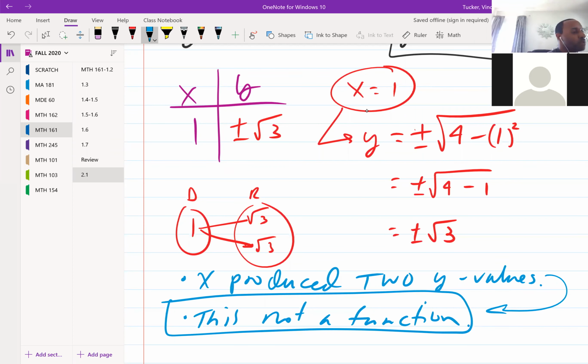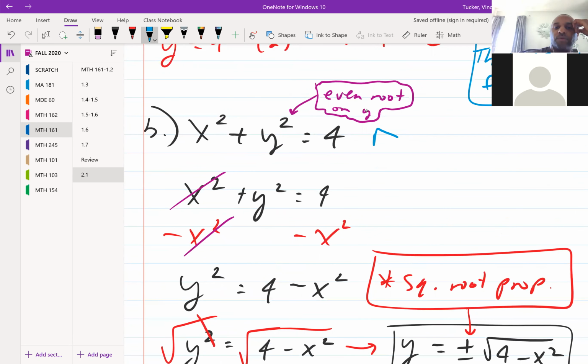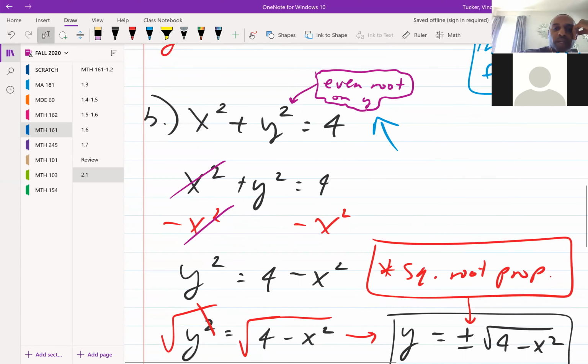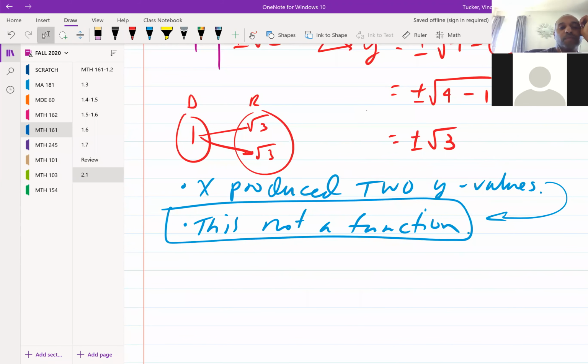All right, questions on that before we go any further? So once again, that main deciding factor on whether this was a function or not was having this even root, or even power I should say, on your y, because what you're going to do is take an even root to both sides. So that even number right here will produce this double value. All right. Let's look at the vertical line test.